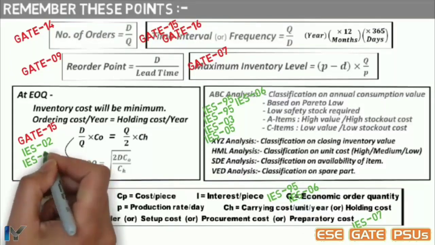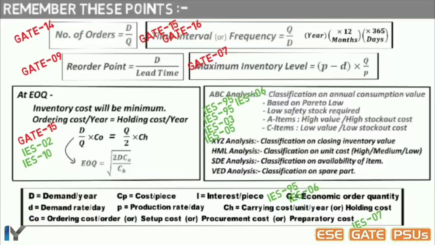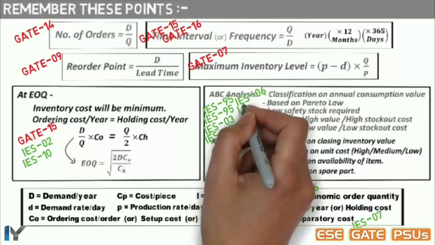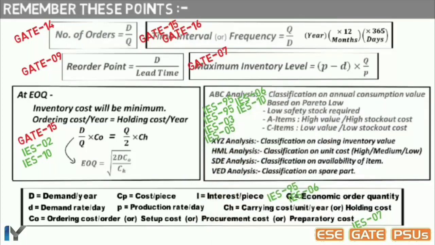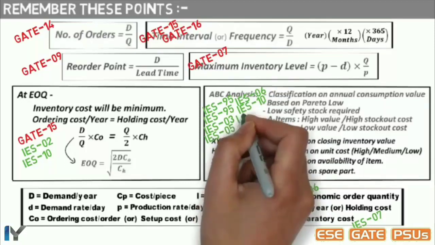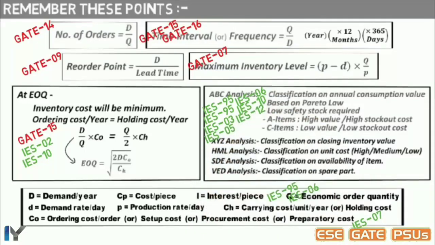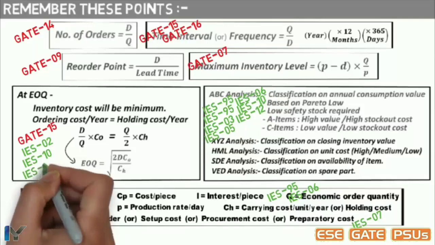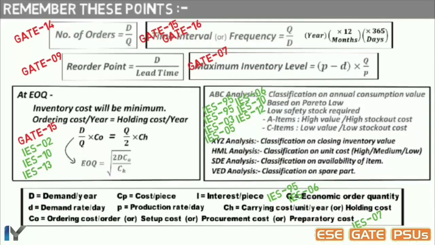In IS 2010, again repeated question. EOQ is taken at the point where the cost of carrying equals the cost of ordering the materials. Second question was there, which of the statements is correct regarding ABC analysis. IS 2012, much simpler question. ABC analysis is useful because it classifies the items into 3 categories. In IS 2013, at break-even point, inventory carrying cost is equal to the preparatory cost.